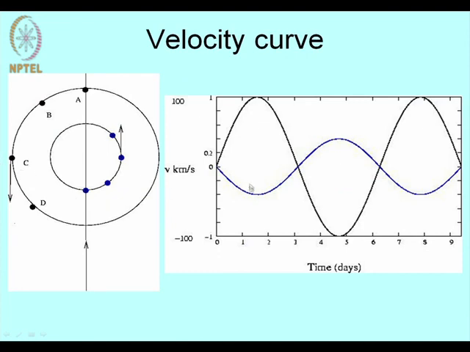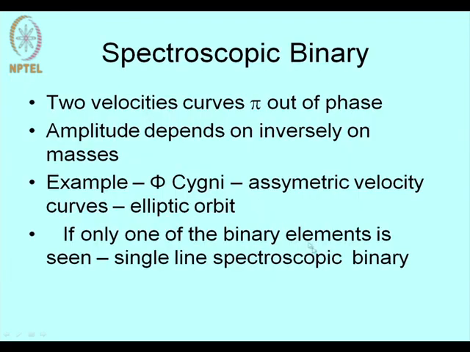This is another characteristic feature. So, here the amplitude of the less massive object is more and the amplitude of the more massive object is less. So, the ratio of the amplitudes of the velocities tells you the ratio of the masses. And an example is phi Cygni. For phi Cygni the velocity curve is asymmetric.